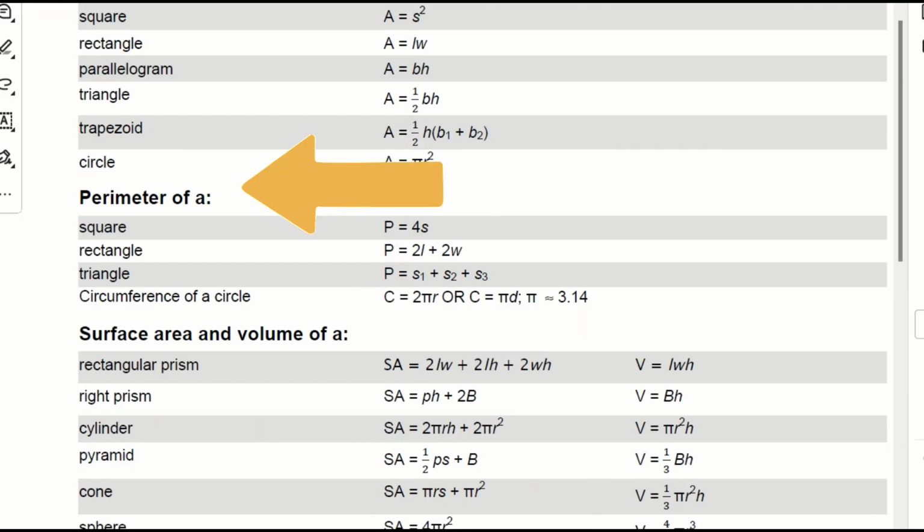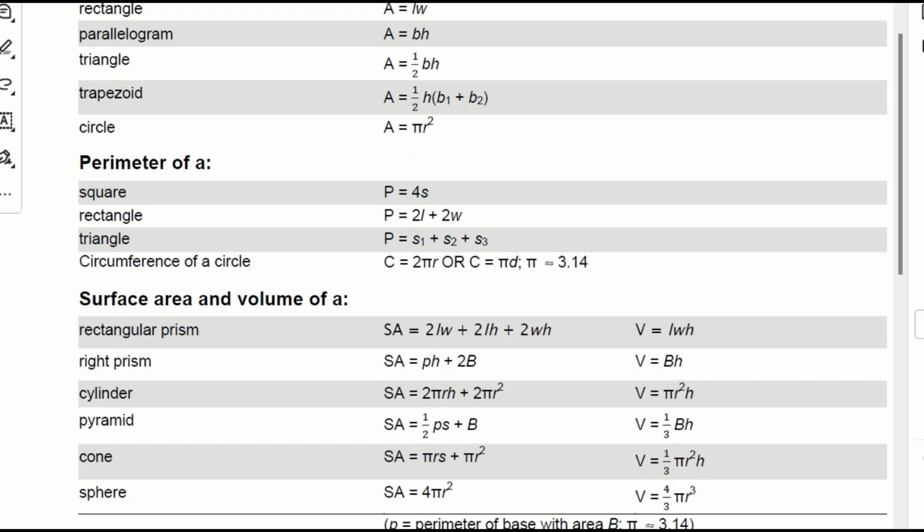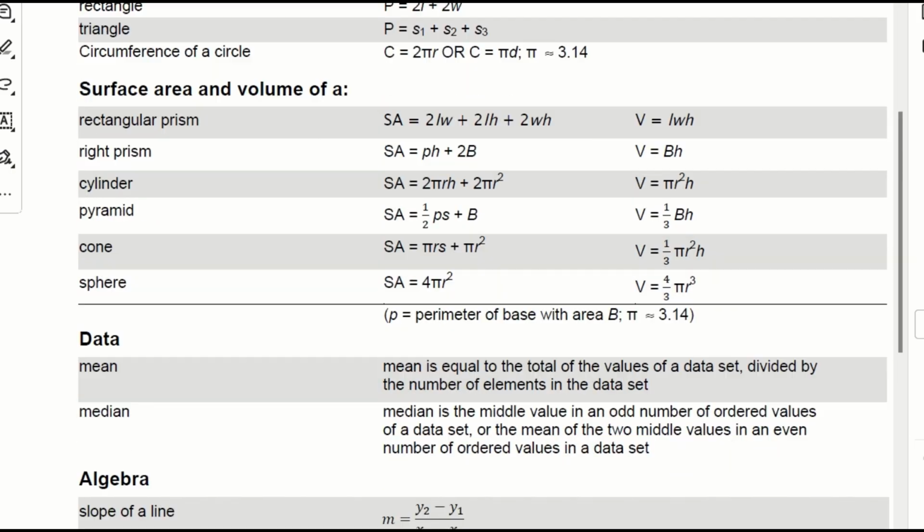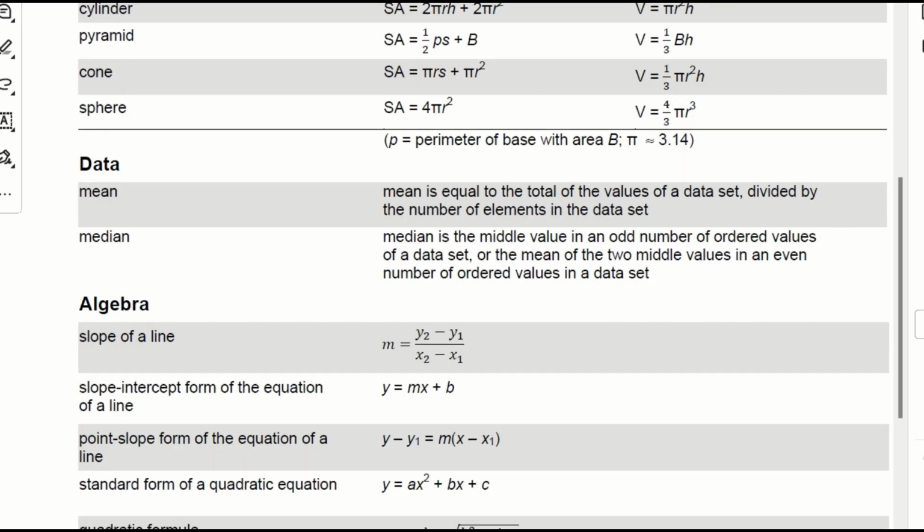But notice right here, folks, this is perimeter, and this is what I copied. I took a screenshot of this and pasted it on the slide, but you're going to receive this sheet when you go and take the exam. If you're going to test from home, you will receive a digital version of this formula sheet. So just know that you don't need to worry about memorizing these formulas, because they're giving this to you when you go and take the exam.